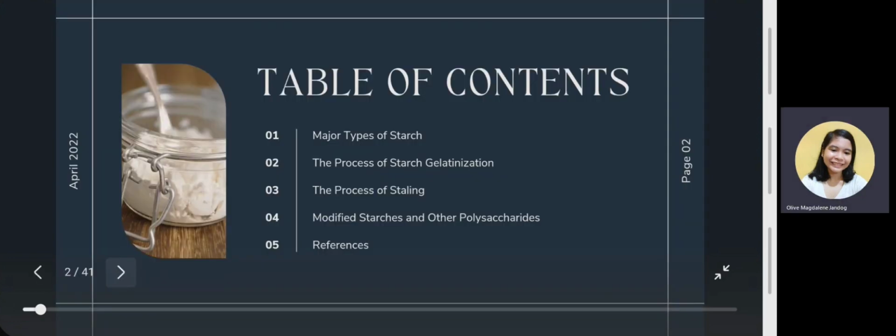So here's the table of contents of our report. 1. The major types of starch. 2. The process of starch gelatinization. 3. The process of staling. 4. Modified starches and the other polysaccharides. And last is the references.